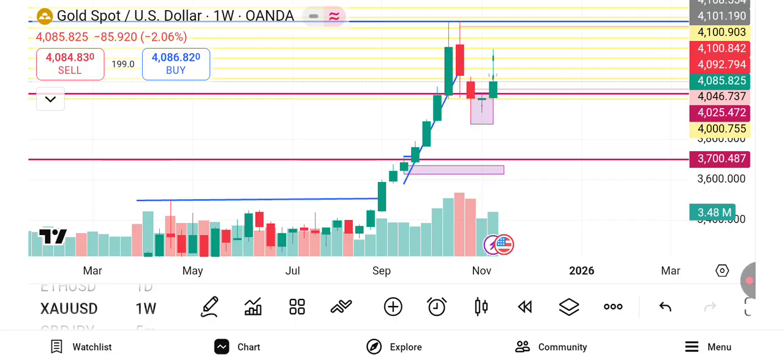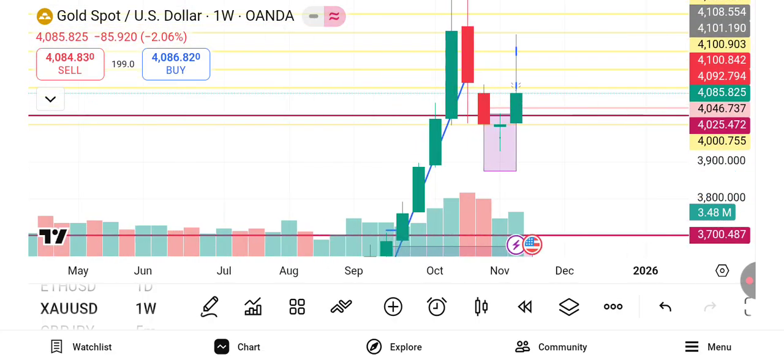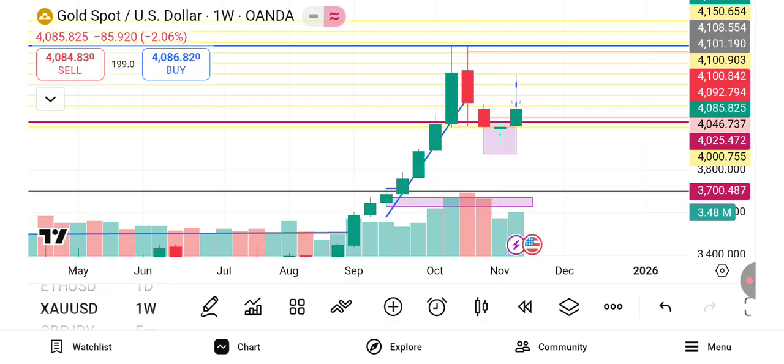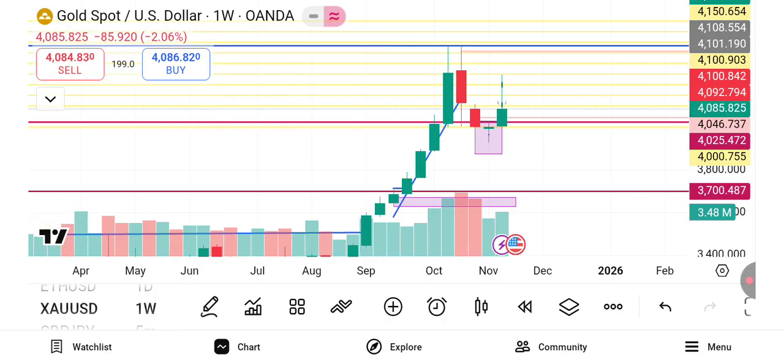So let's go with our top down analysis. I'll be starting with gold. Currently, we could see last week gold really pushed up to some extent, pushing up to 4,245, then sharply moved down back to 4,084. So let's go. This is my weekly time frame.